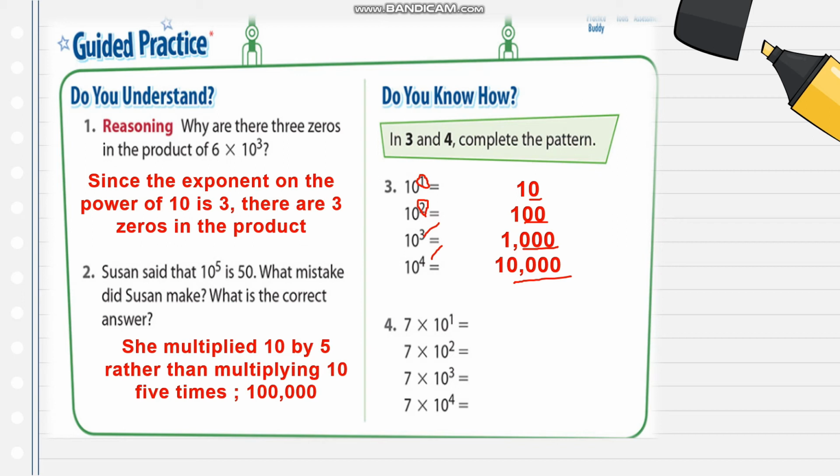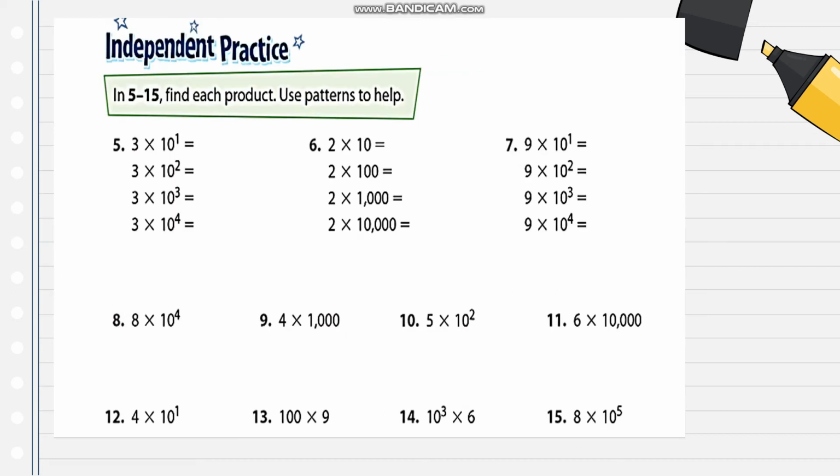Next, 7 multiplied by 10 to the first power, the exponent is 1, so we just simply add 1 zero. 7 multiplied by 10 to the second power, or 10 squared, is equivalent to 700. 7 multiplied by 10 cubed is 7,000. 7 multiplied by 10 to the fourth power is equivalent to 70,000.